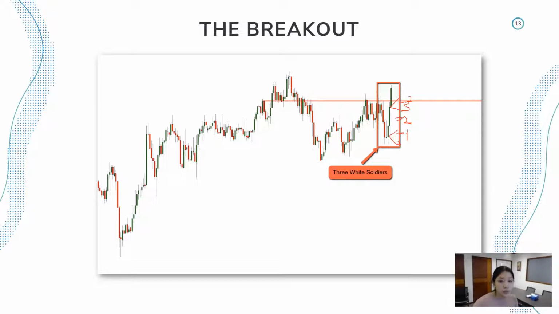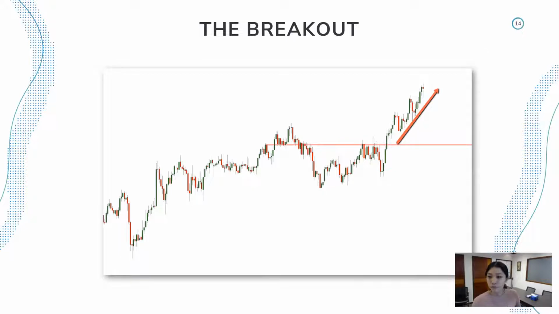So we can see how these three white soldiers are formed perfectly to break out of the resistance level. This is considered a breakout. This area is considered the breakout, and this gives us increased confidence that price is going to make a bullish breakout. As you can see, when it breaks up here, this area, it goes all the way bullish.